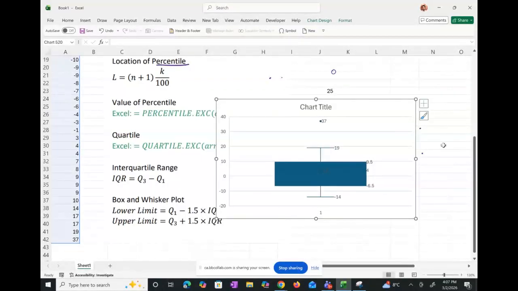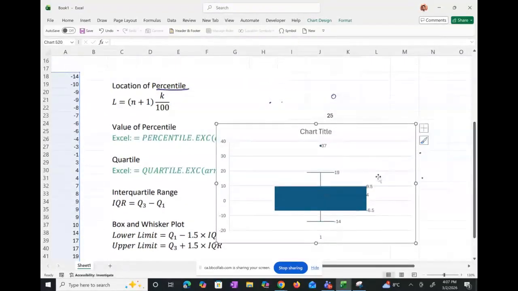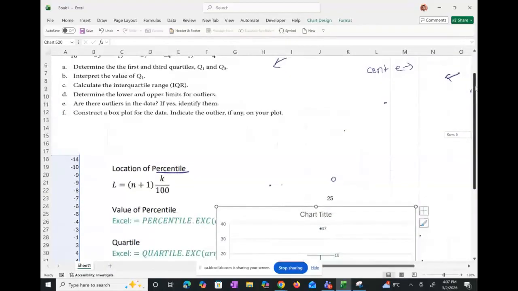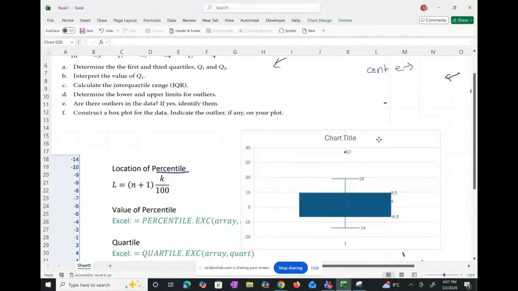Before I jump into solving the rest of the questions, hopefully you were able to understand what Q1, Q2, Q3 are. We can answer the questions by using these values. Quartile 1 is negative 6.5, quartile 3 is 9.5, and interpret the quartile 1. So 25% of the values are below negative 6.5.